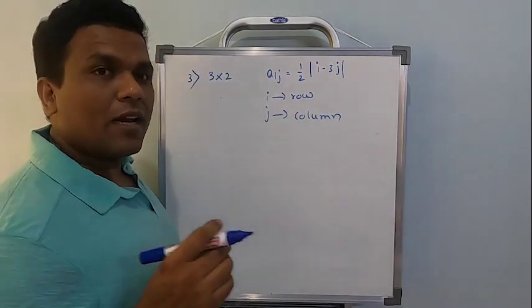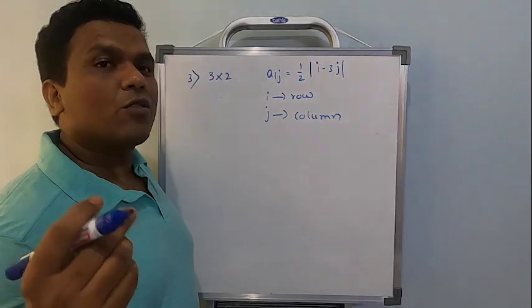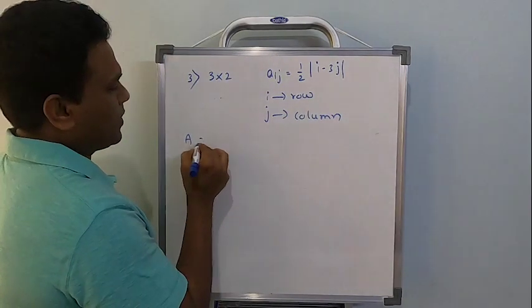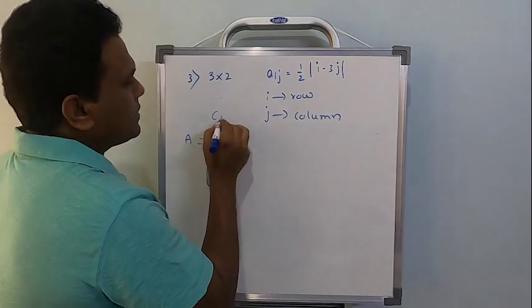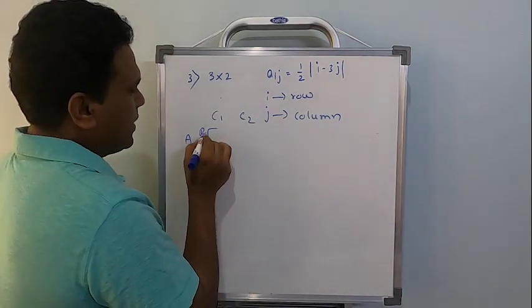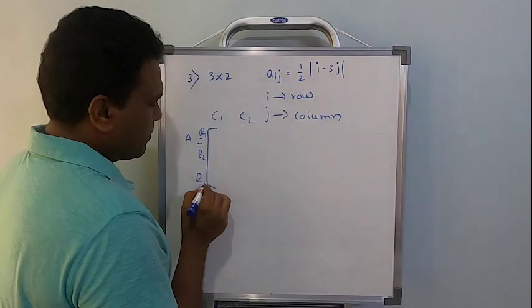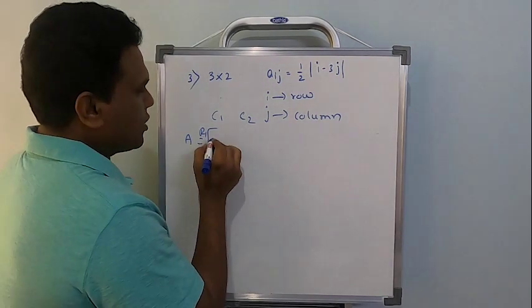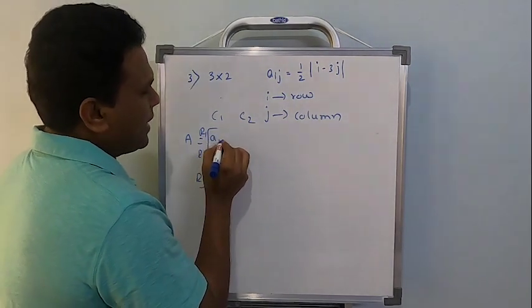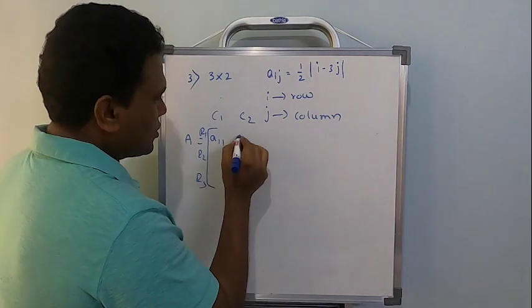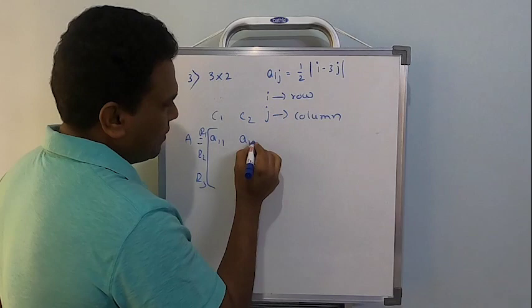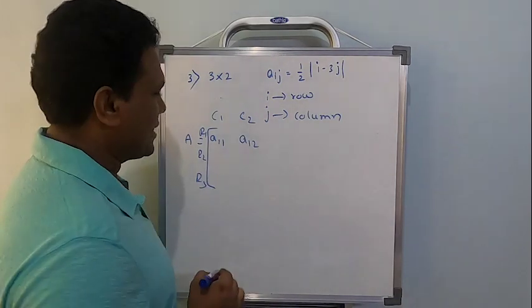First of all, let us write down what the elements of a 3 cross 2 matrix are going to be. There should be 3 rows and 2 columns. So C1, C2, and here it should be R1, R2, R3. First row, first column. So here the element is going to be a11. First row, first column. Then here it's first row, second column. So this should be a12. First row, second column.